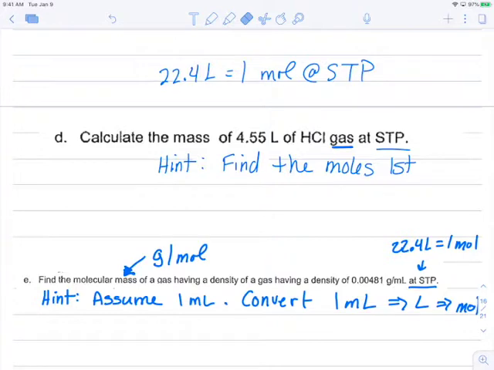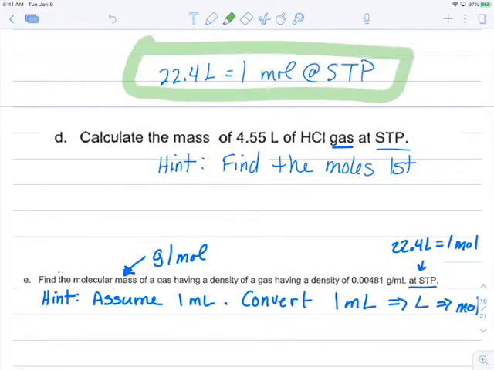All right, next up in part D, it says calculate the mass of 4.55 liters of HCl gas at STP. So here you want to use that conversion again. This is a gas, and if it's at STP, we're going to assume that 22.4 liters to 1 mole conversion works. So I would recommend first go from liters into moles, and that's why it says find the moles first, and then just do your moles to grams conversion. So any questions on part D?